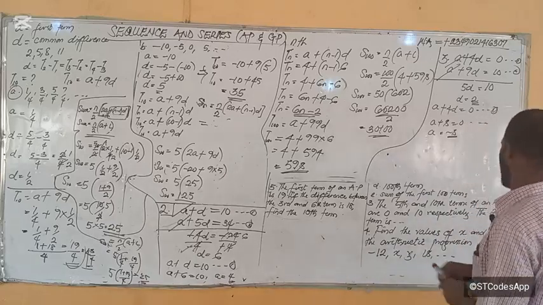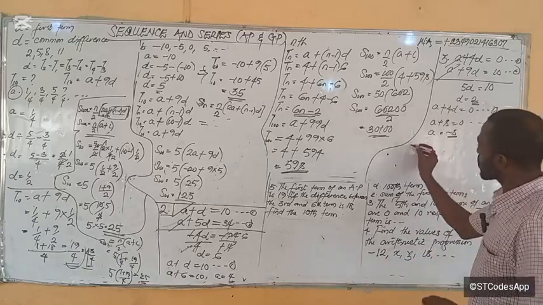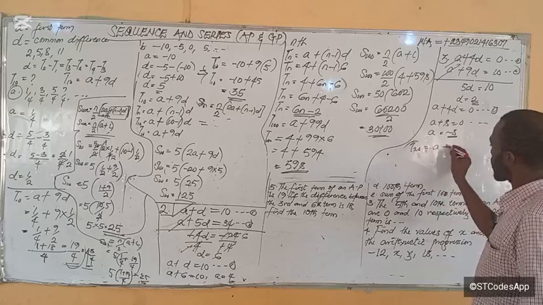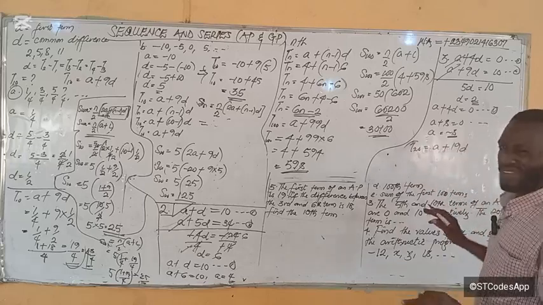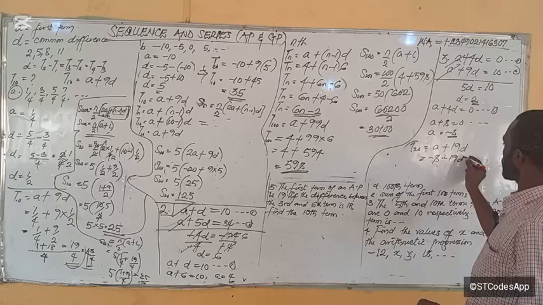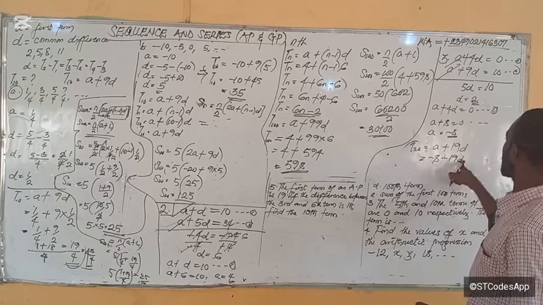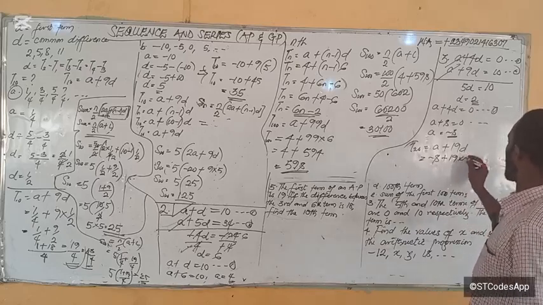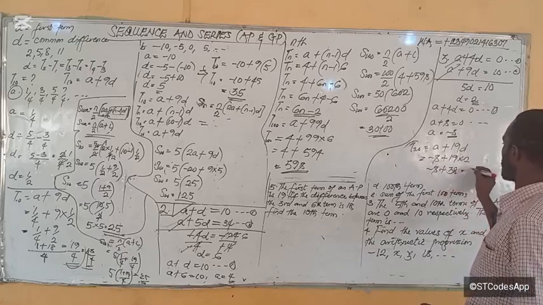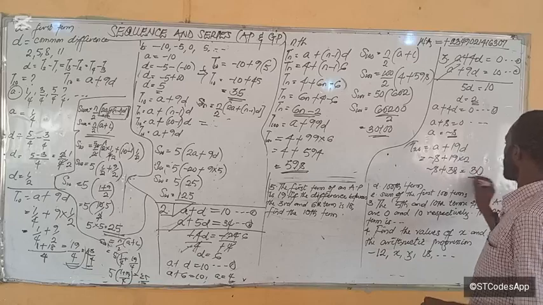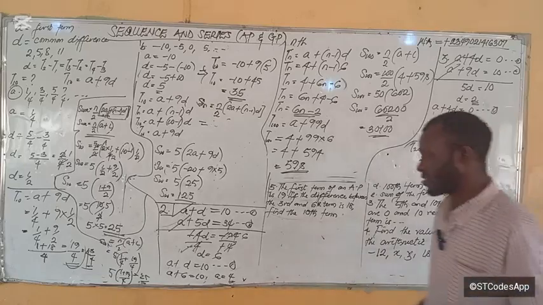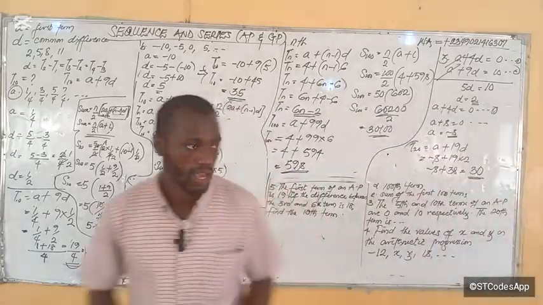So the 20th term is what we are now asked to find. What will the 20th term be? T20 is what? a plus 19d. Very simple. So equal to minus 8 plus 19d. So what is d? Sorry, d is 2. So times 2. That will be minus 8 plus 38. That is 38 minus 8, which is what? 30. So this will be the 20th term. All right. I hope this is clear.